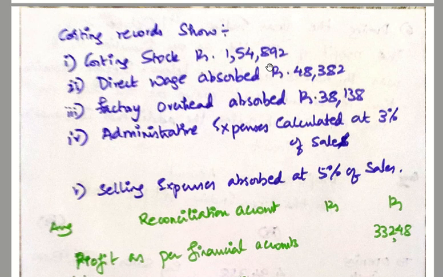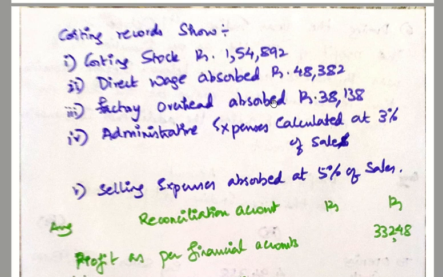1,54,892, direct wage absorbed 48,382, factory overhead absorbed 38,138, administrative expenses calculated at 3% of sales, selling expenses absorbed at 5% of sales. So basically they have given 5 pieces of information which are shown in your costing records. So we will compare all these 5 pieces of information with the financial records and we will reconcile both of them. So that is what we are supposed to do.